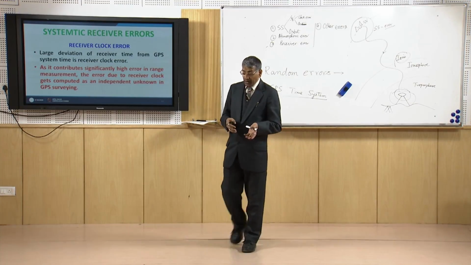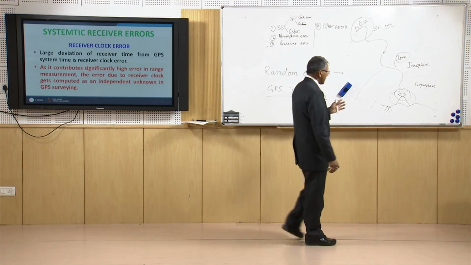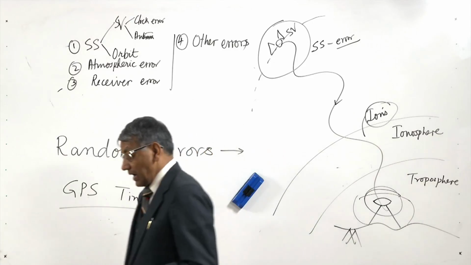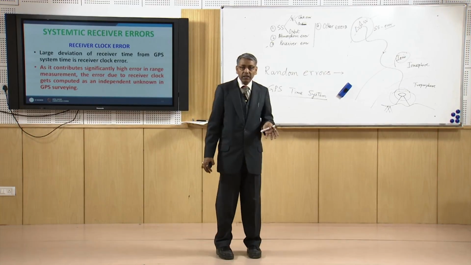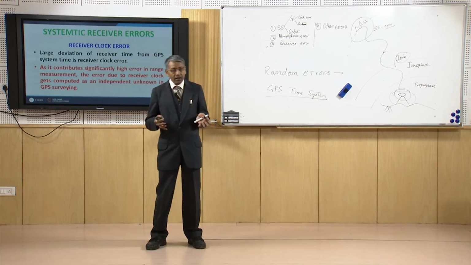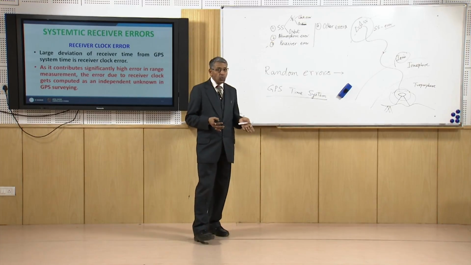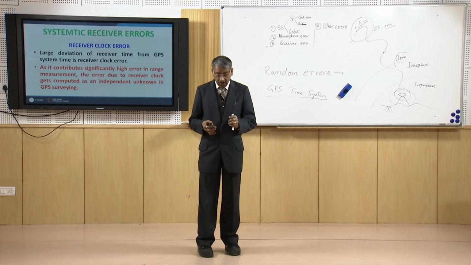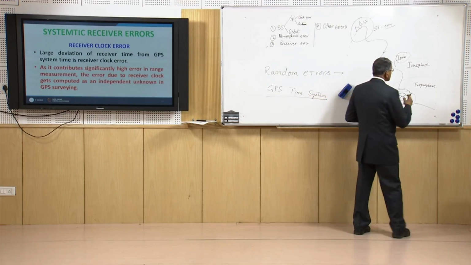And the most important, most dangerous, or most significant error associated with the GPS system is the receiver clock error. We already discussed in our class on GPS positioning that the clock in the satellite vehicle is an atomic clock, having a precision of the order of 10 to the power minus 12 second, 10 to the power minus 13 second, or 10 to the power minus 11 second, whereas the clock we use in a GPS receiver is of quartz nature, having a precision of the order of 10 to the power minus 6 seconds.